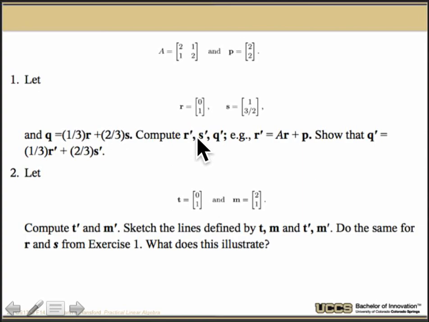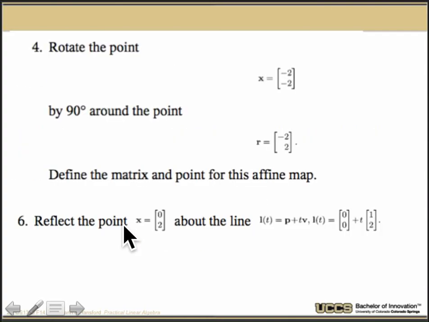You should be able to use those points, sketch the transformation where T prime is the affine transformation using A and P applied to T, and M prime is the affine transformation using A and P applied to M. Sketch the lines and M prime, and then do this the same. So the question is what's this trying to illustrate.